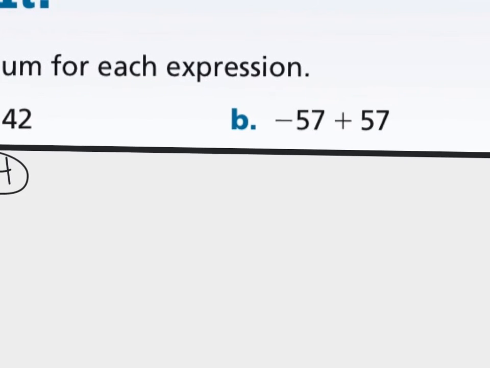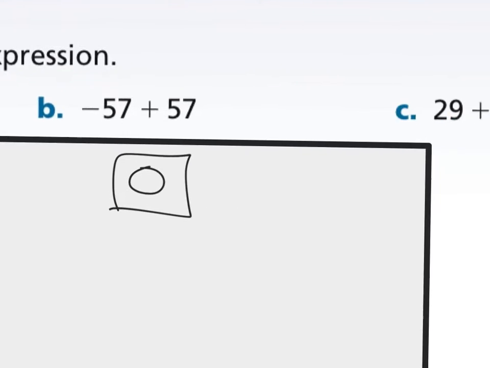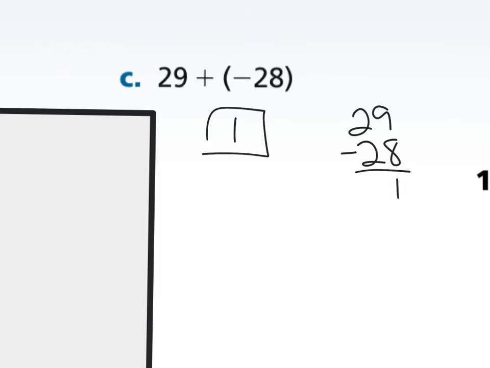Part B, we've got -57 plus 57. And this one, if we think about more positives or negatives, they're actually the same. We have opposites or additive inverses here, and so that would be 0. And part C, we've got 29 plus -28. So for this one, we have more positives than negatives, so our answer is going to be positive. And you subtract and you get 1, so our answer is 1 or a +1.